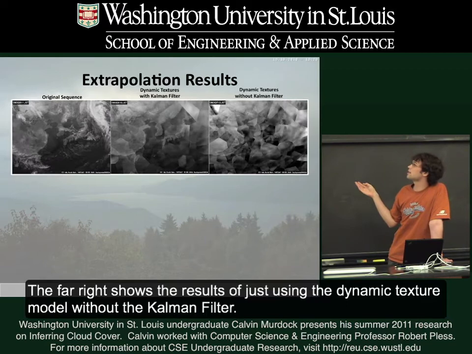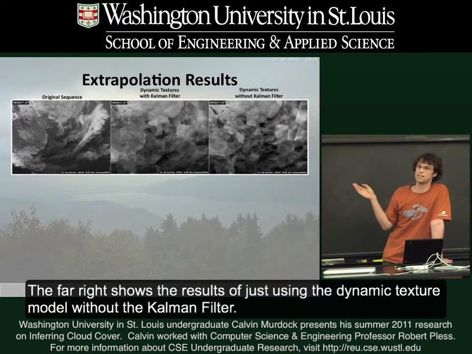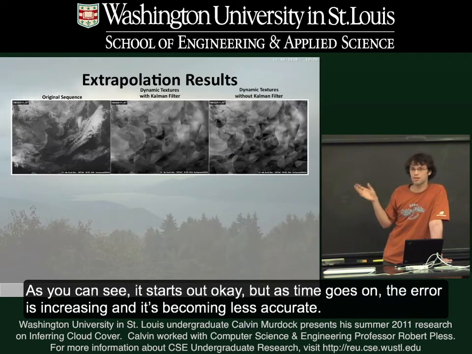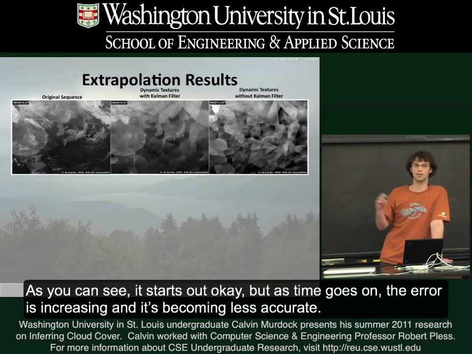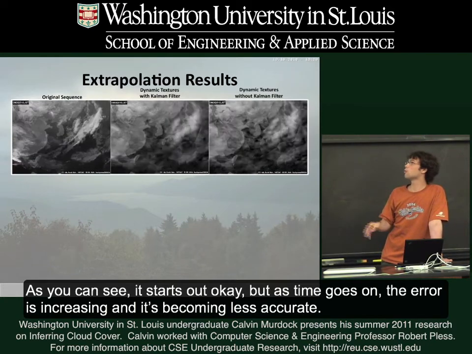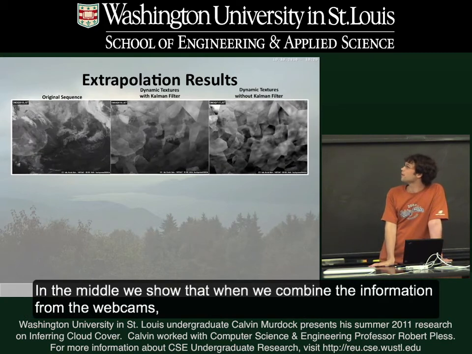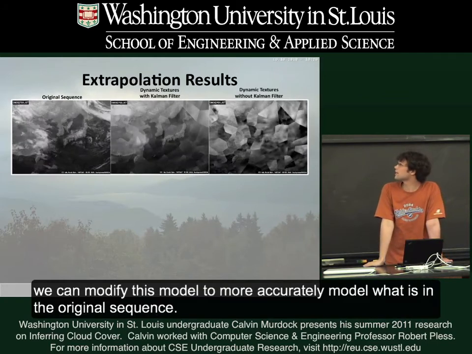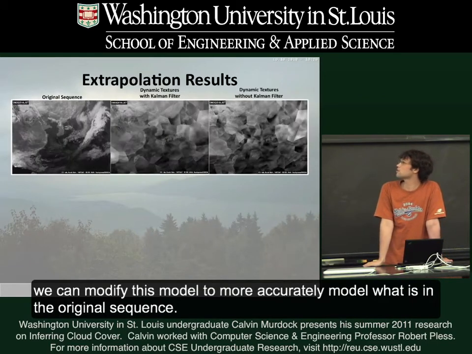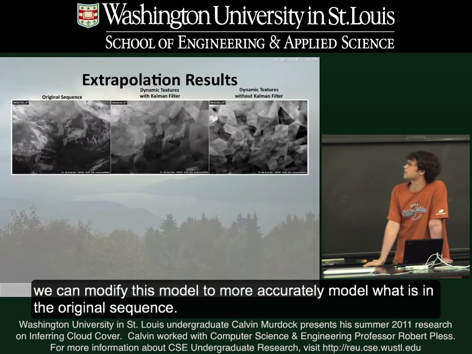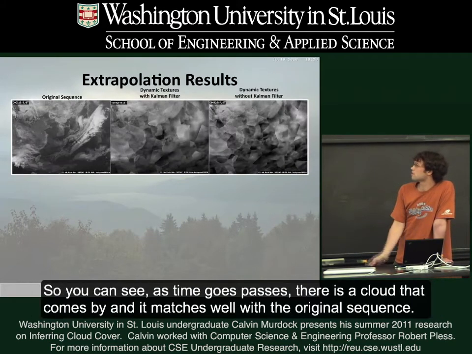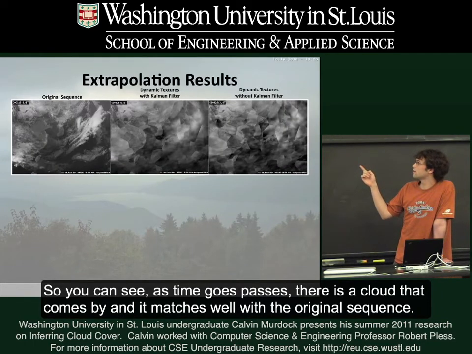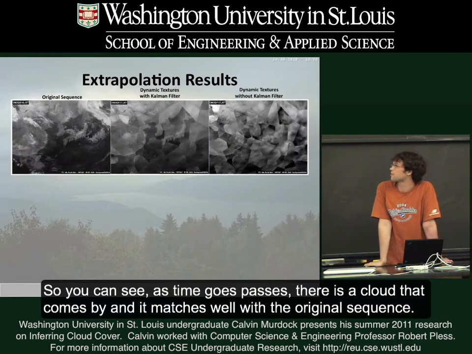The far right shows the results of just using the dynamic texture model without the Kalman filter. And as you can see, it starts out okay, but as time goes on, the error is increasing and it's becoming less and less accurate. But in the middle, we show that when we combine the information from the webcams, we can modify this model to more accurately follow what is actually in the original sequence. So as time goes, you can see a cloud comes by, and it matches fairly well with the original sequence.